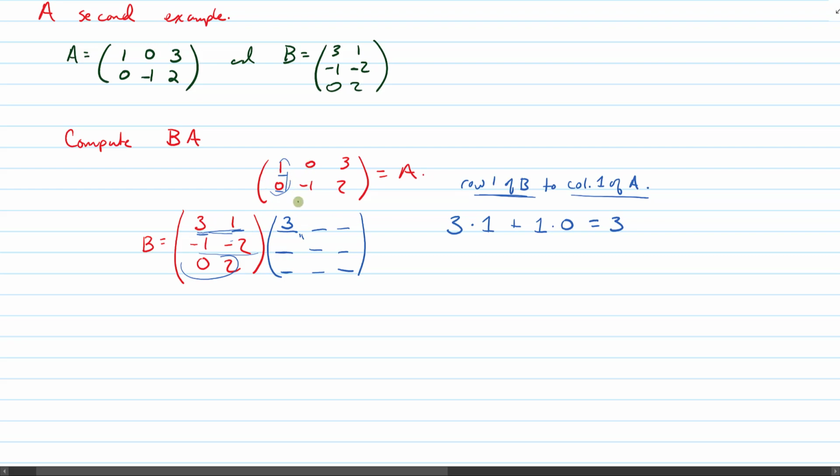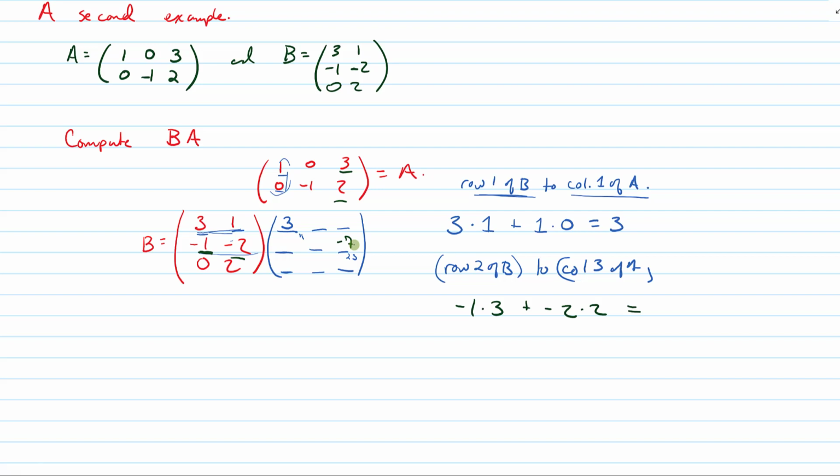So let's just do one more. Let's do this position right here. This is the 2, 3 position. So I'm going to take row 2 of B, and I'm going to do that row-column multiplication with column 3 of A. We're going to take negative 1 and multiply it to 3, and then we're going to take negative 2 and multiply it to 2. If we simplify that, that's negative 3 minus 4. When I do that, I get minus 7. And so that's that entry right there. Go ahead and pause the video and try to perform the rest of these calculations. Let me know if you have any questions, and I'll fill them in a moment.